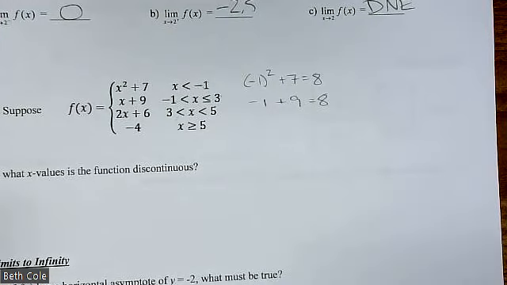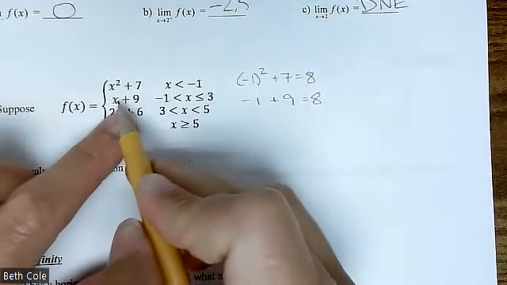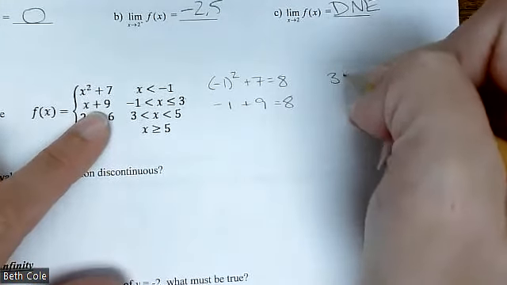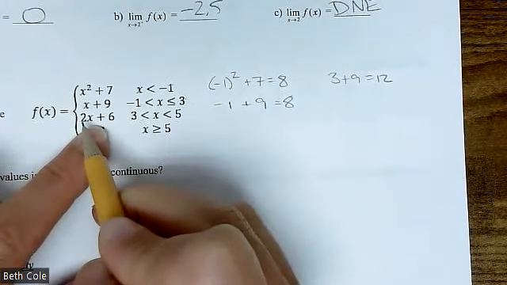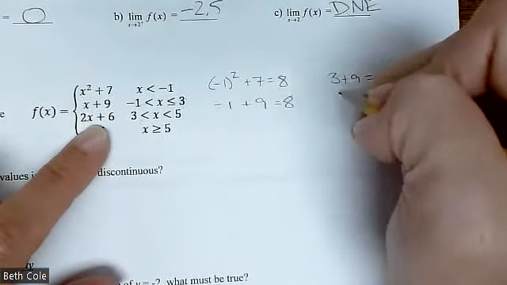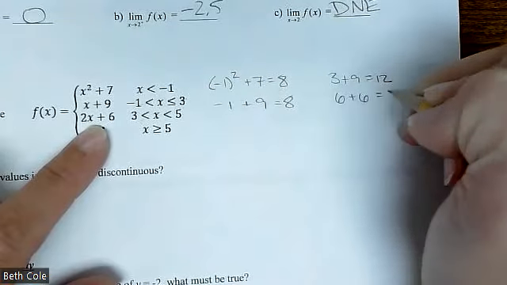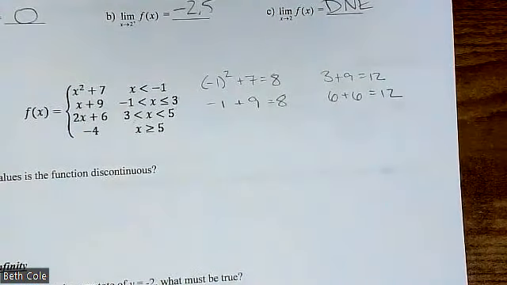Okay. Now we're going to test 3. So we're going to plug 3 into this piece. 3 plus 9 is 12. If you plug 3 into this piece, 2 times 3, 6 plus 6 is 12. So what does that tell us is going on at 3? They meet. So we're good at 3.